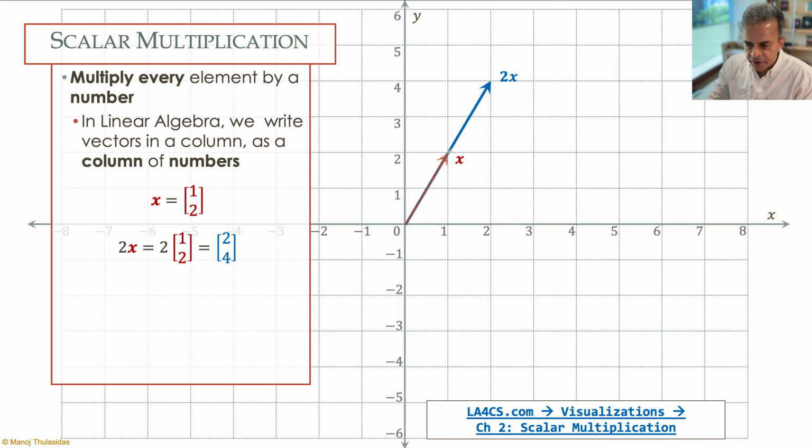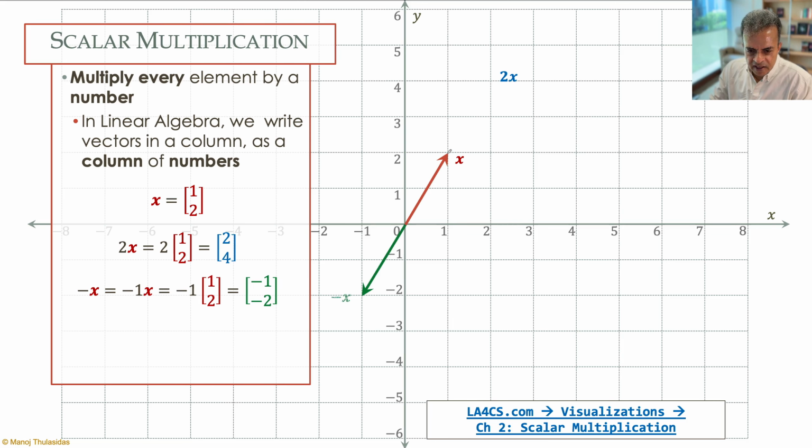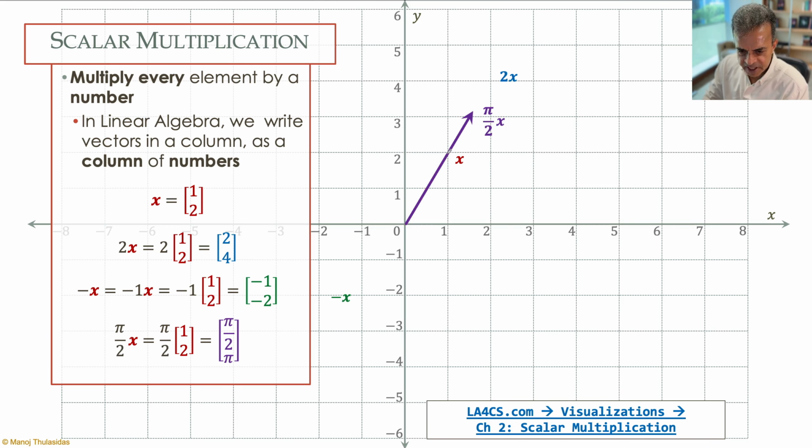I scale it by 2, I get 2x, which is 2, 4, 2 along the x-axis and 4 along the y-axis. Now I take the original vector again, scale it by say -1, I get -1, -2, so it's a vector in the opposite direction. Then some other random number, say pi by 2, I get a different vector. As you can see, I keep getting vectors along that line.